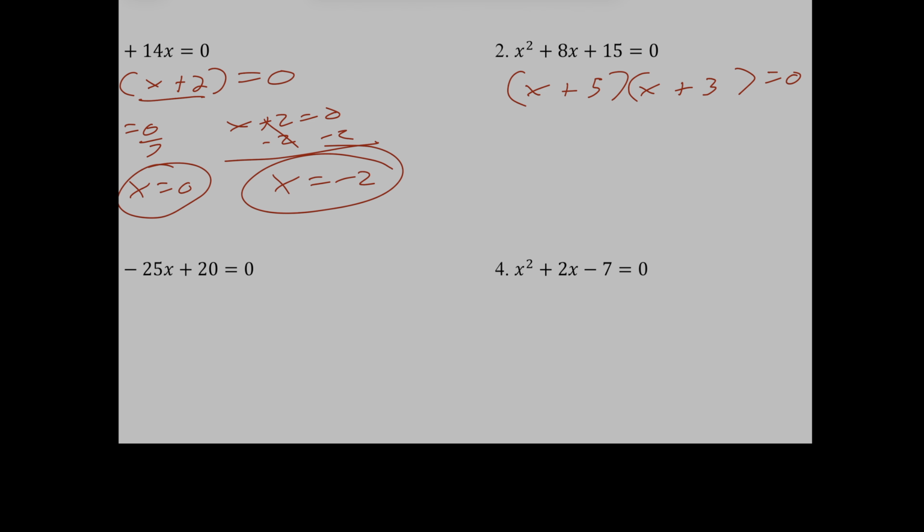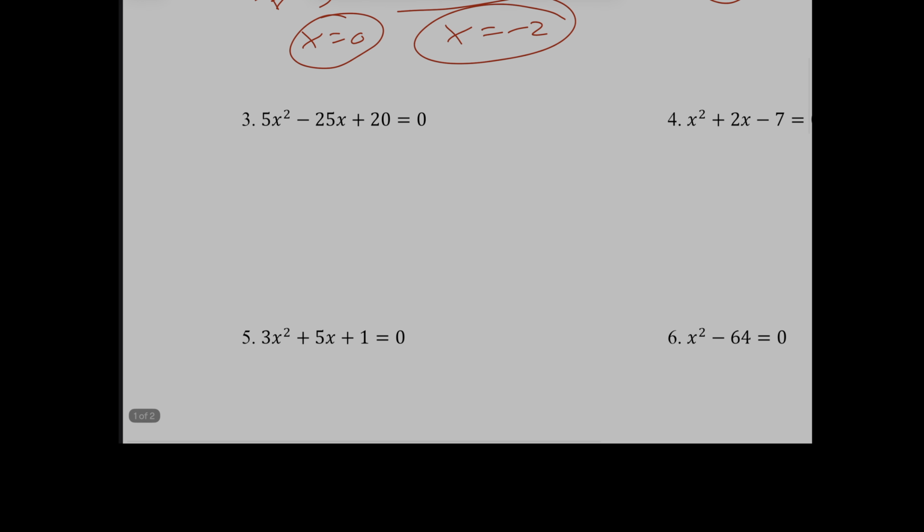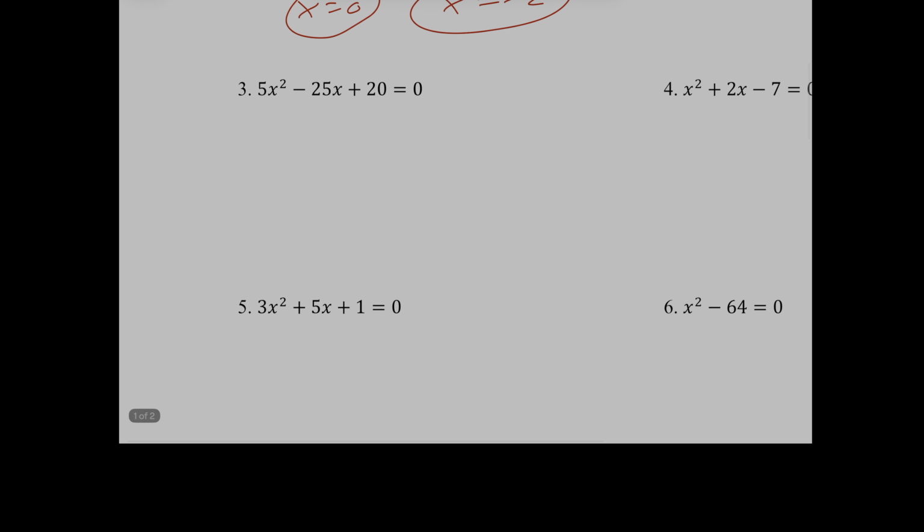Now, remember, when we have a binomial equaling 0, we just want to make each binomial here equal to 0. This one's going to need a negative 5, and this one's going to need a negative 3. Okay, let's go on to the third one. Remember, the first question is always, can I pull something out? And here I can. I can pull out a 5.